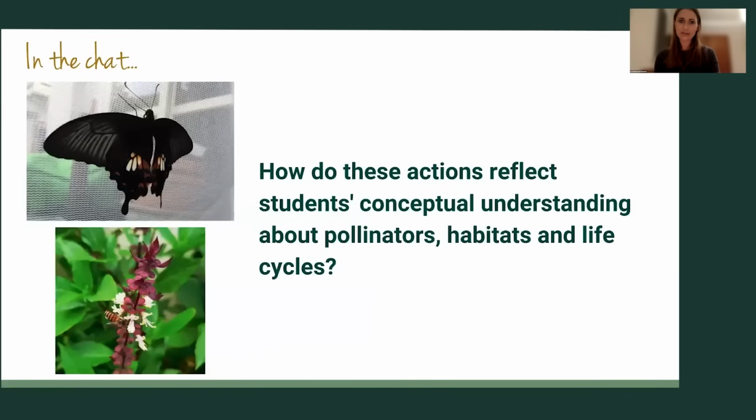So we're going to give you another chance to do a little reflection. We shared that definition from Zoe Weil about solutionary solutions, about having deep understanding of the systems that produce particular issues in the world. How do you think that these particular actions, the stewardship behaviors with collecting the pupa so that the butterflies would be able to make it to adulthood and be released into the community, and also the development of the garden and the nonviolent stance, reflect students' conceptual understanding about pollinators, habitats, and life cycles?